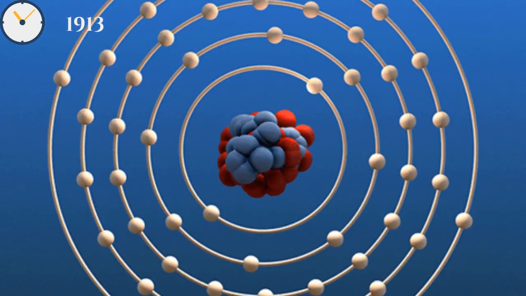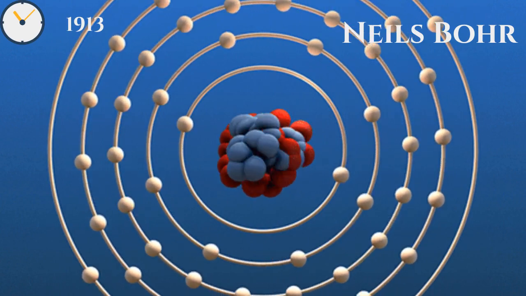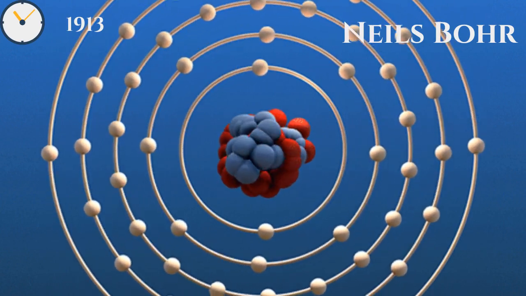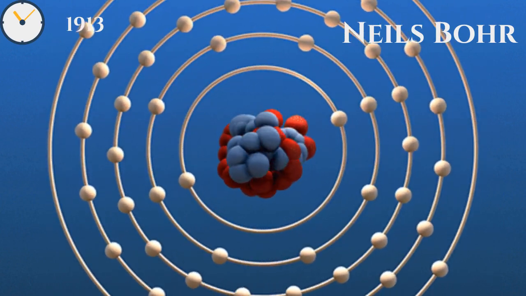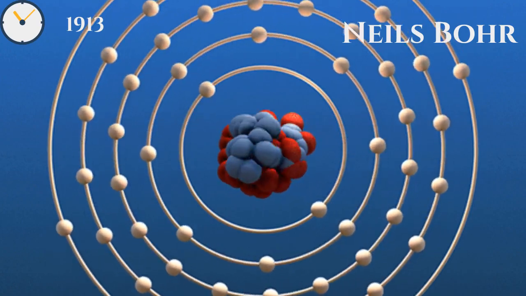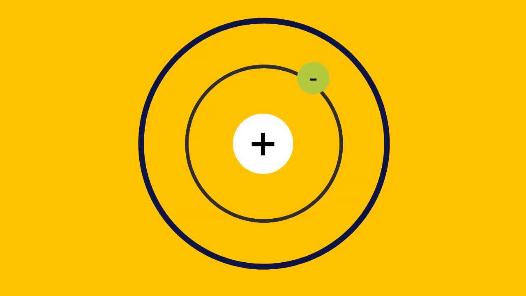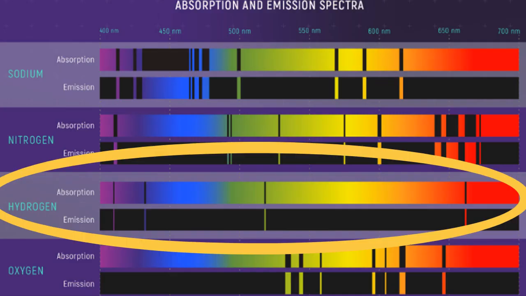Taking inspiration from Max Planck and Einstein, in 1913, Niels Bohr postulated that electrons revolve in discrete orbits around the nucleus which had fixed energy levels. If an electron moved from a higher energy to a lower energy orbit, it emitted photons with the differential energy. This model explained emission spectral lines of the hydrogen atom.